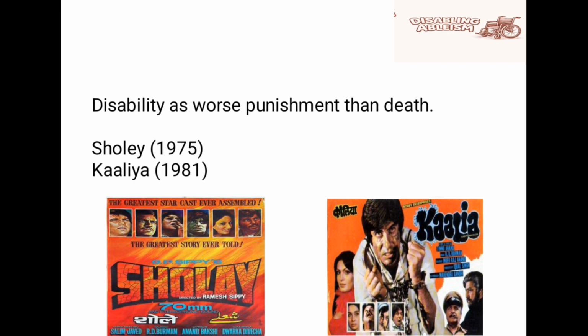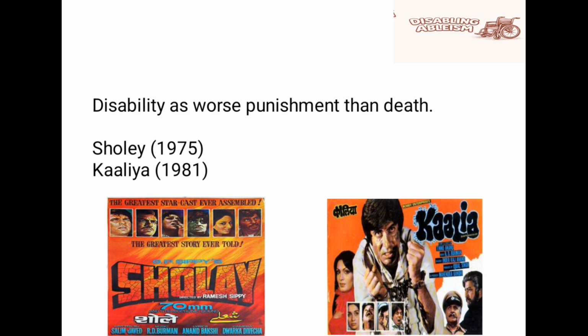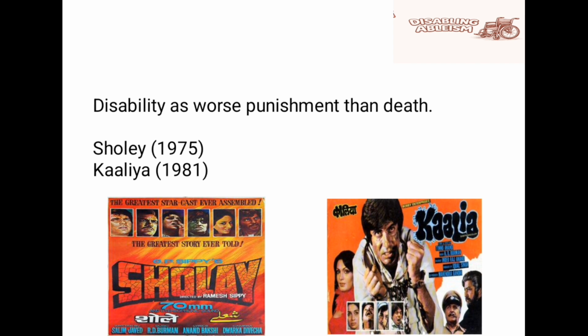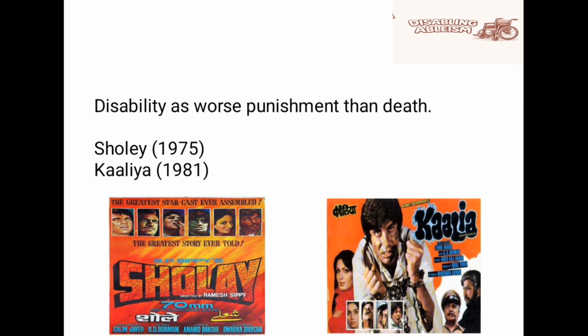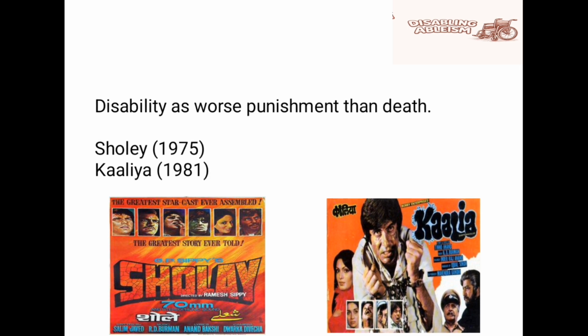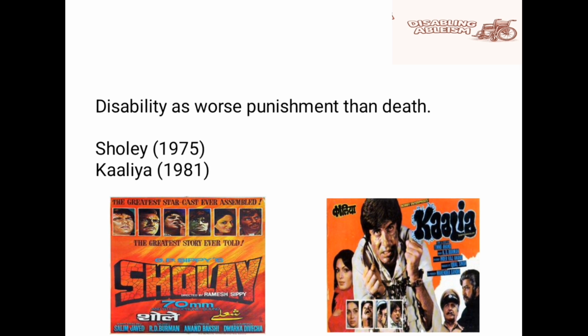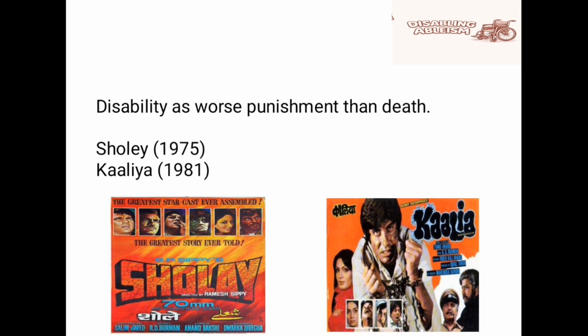The same in Kalia, starring the then angry young man, Amitabh Bachchan, and Amjad Khan again as a villain known as Sahni Seth. At that time, Kalia also punished Sahni Seth in such a way that he cuts his hand. It also looks like disability can be worse than death. So why does the villain not kill, or why does the hero behave in such a way that he doesn't kill that person but disables him? Because at that time, and even nowadays, we see the saying "इससे अच्छा तो मर ही जाता."